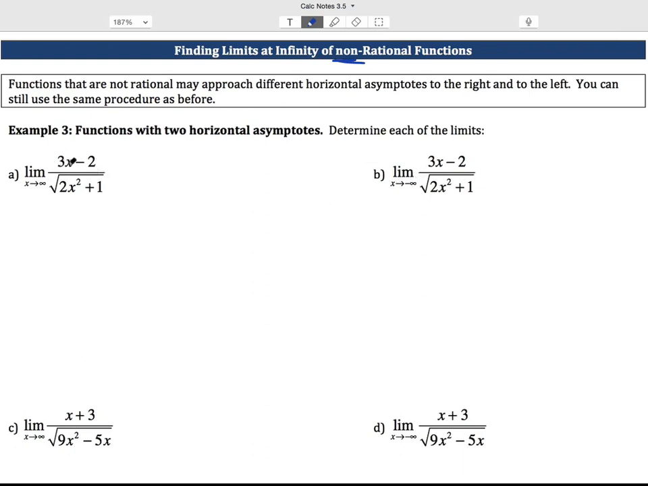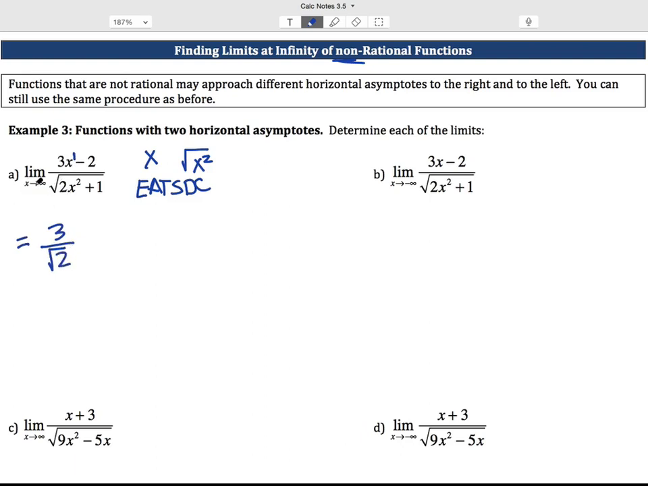So when we look at this, we have 3x over the square root of 2x squared. And when you think about x and the square root of x squared, they really have the same power. Okay, so this is x to the first power, and this is the square root of x squared, which is also x to the first. So this is really a form of our exponents being the same. So when the exponents are the same, we divide coefficients. So the coefficient of the numerator is going to be 3, and the coefficient of the denominator is going to be the square root of 2. So you just have to remember to keep that square root in there.